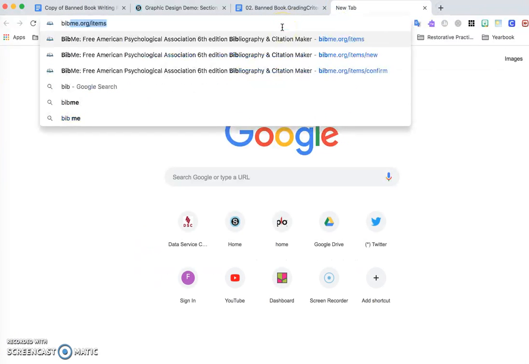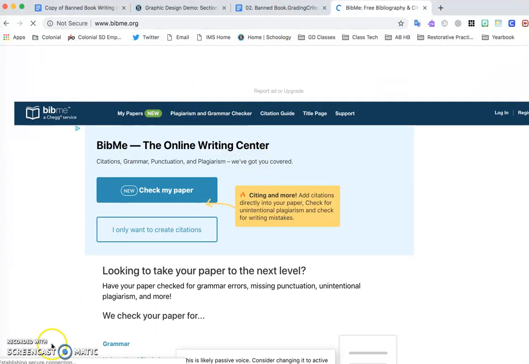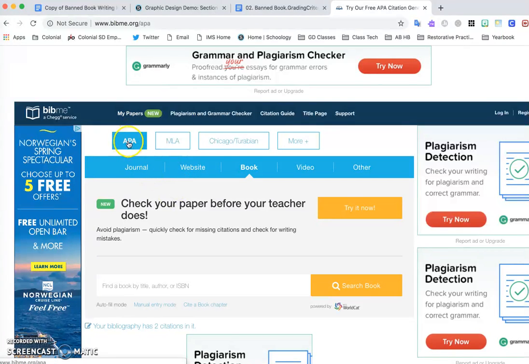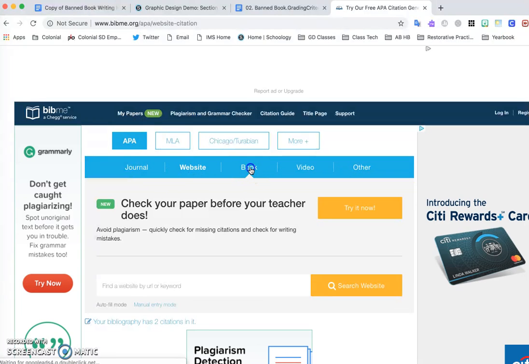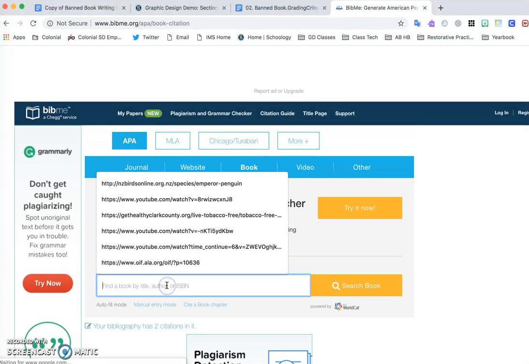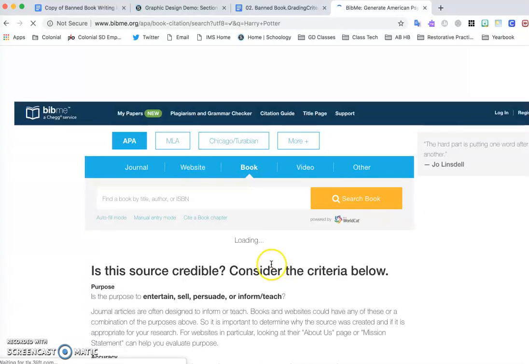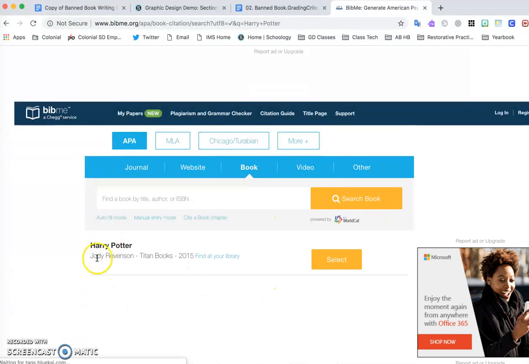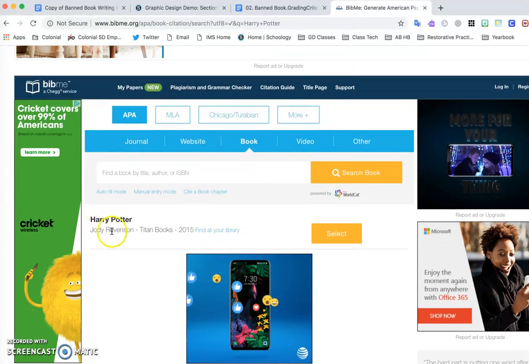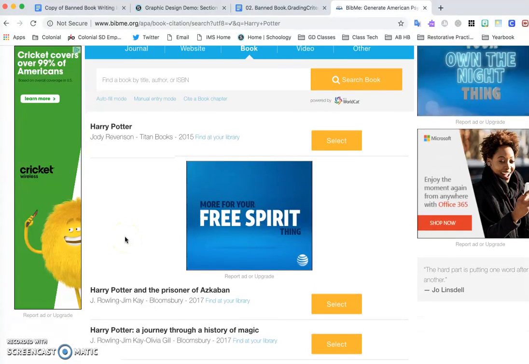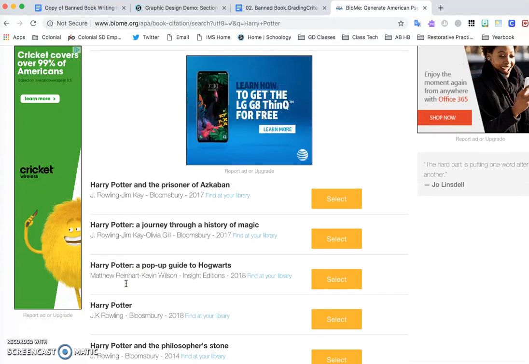So I have the link on there, but if you go to bibme.com, the link that I posted will take you straight to APA, and it'll take you to website. But when you're citing your book, you want to make sure that you click on book. And I'm going to type in Harry Potter because that was the book that I used. So then I'm going to look for the right book, and I know that this right here is not the right book. So again, I'm looking for Harry Potter. I'm making sure that it's the correct book.